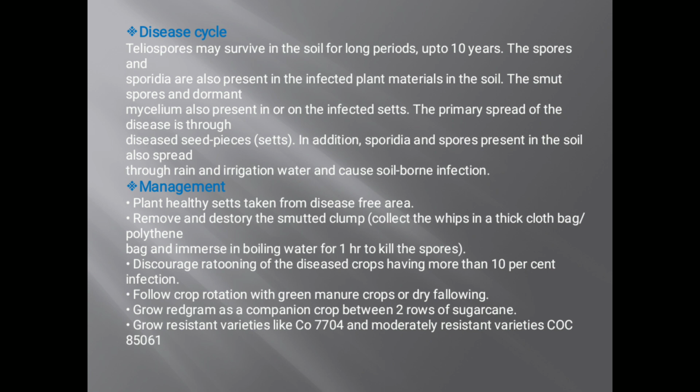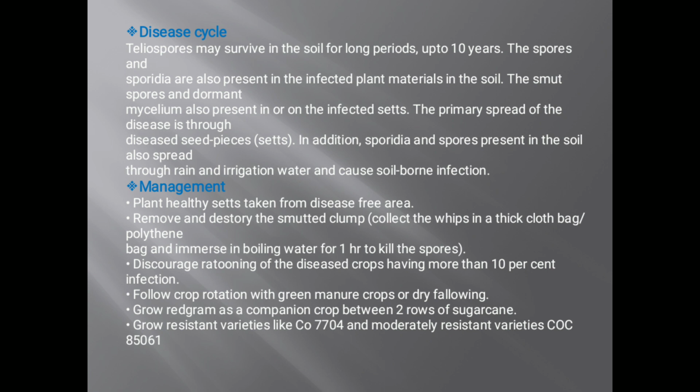Management: plant healthy sets taken from a disease free area, and remove and destroy the smutted clumps. Collect the whips in thick cloth bags inside polythene or plastic bags and immerse them in boiling water for 1 hour to kill all the spores. Discourage ratooning of diseased crops having more than 10% infection. Follow crop rotation with a green manure crop and dry fallowing.